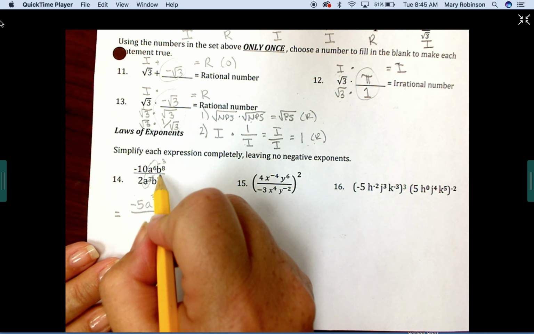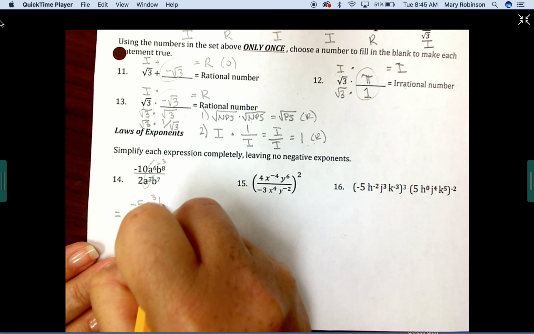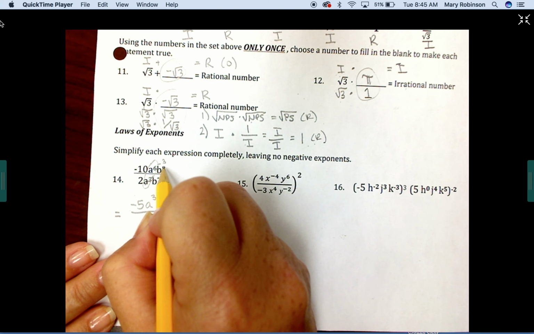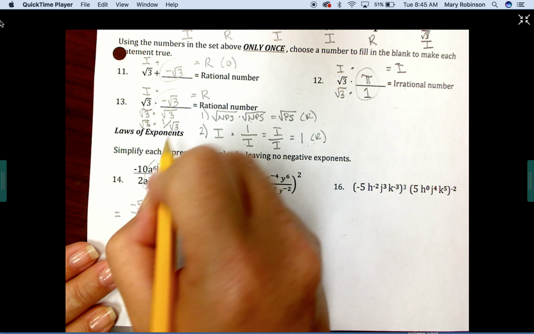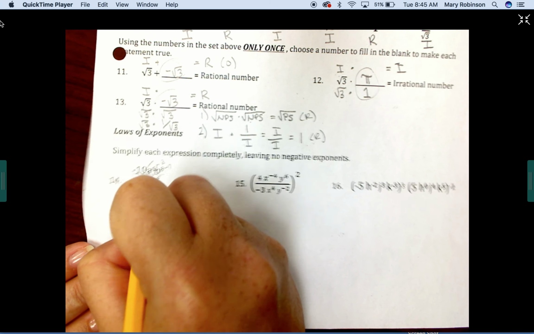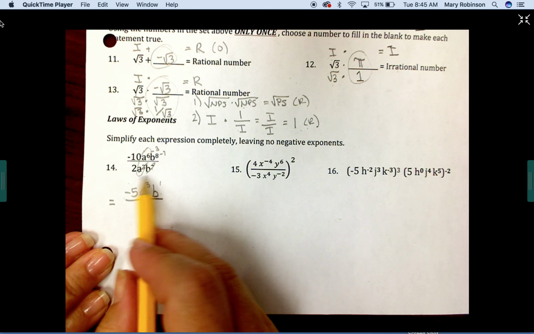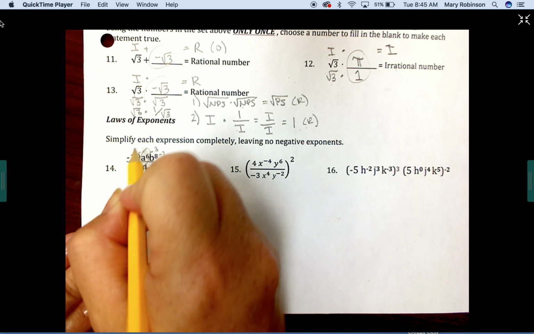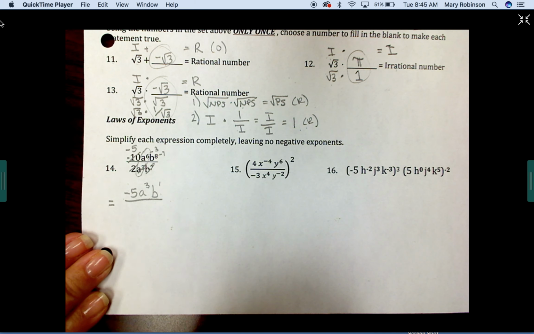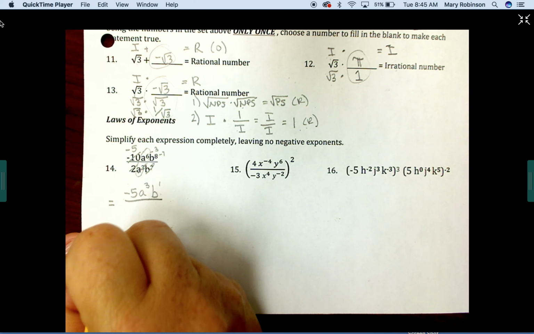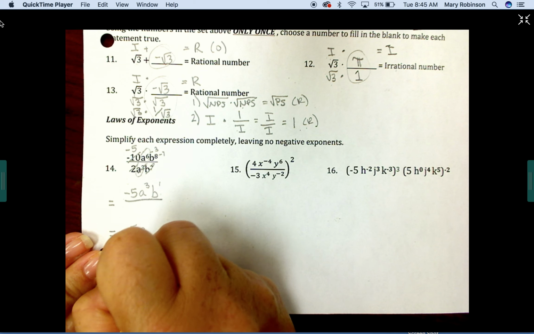For b's, it is larger on the top, so I keep my b on the top, and then subtract the smaller one from the larger. So if I subtract 7, that gives me b to the first. I do not have anything left in my numerator because 2 went into negative 10, negative 5 times. So my answer is simply negative 5a cubed b.